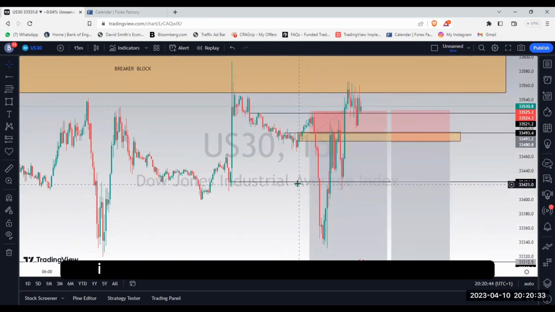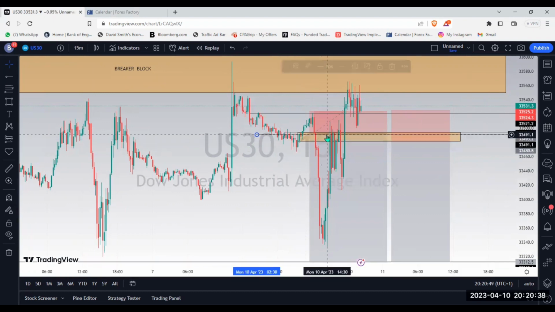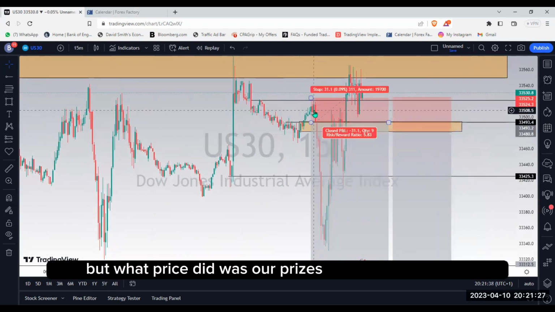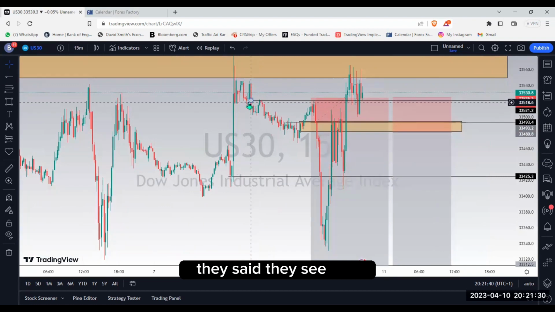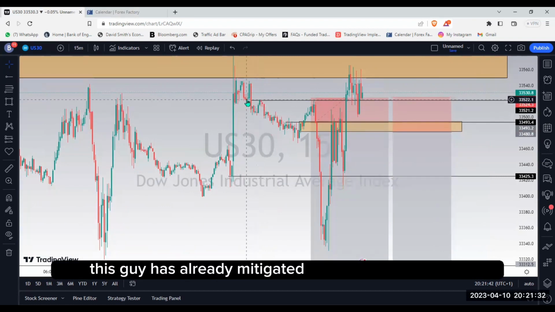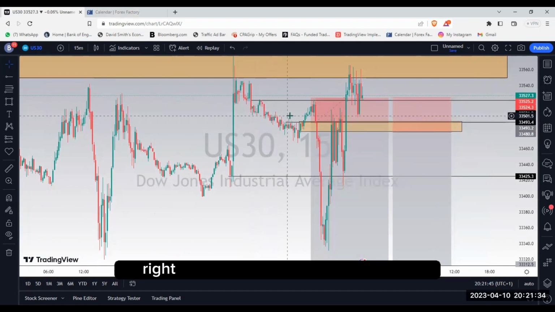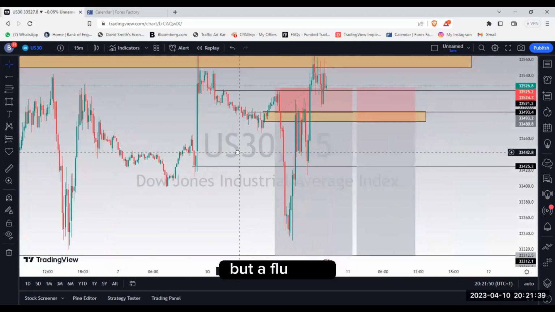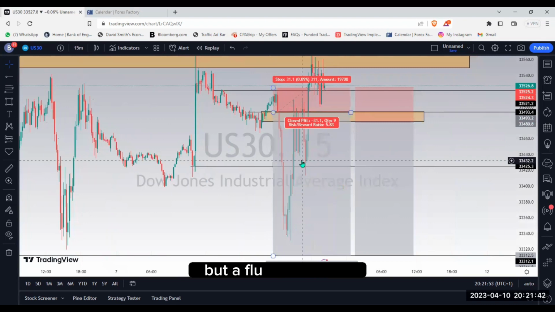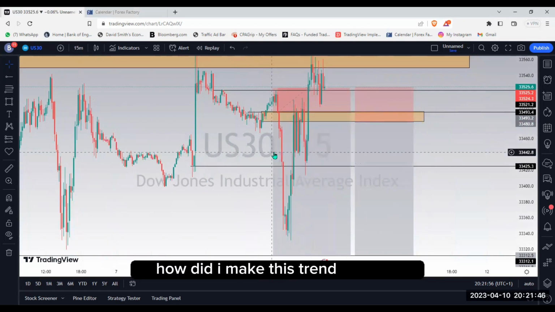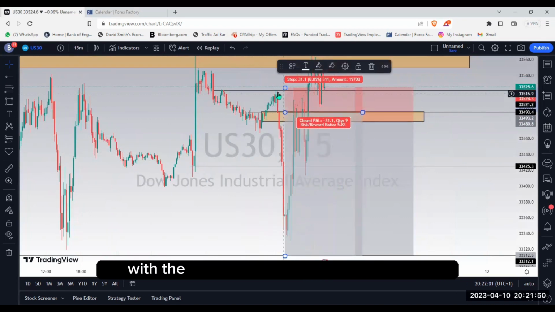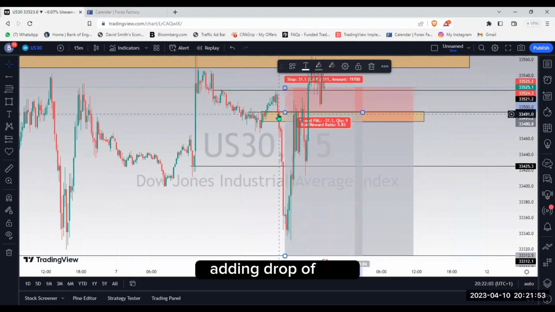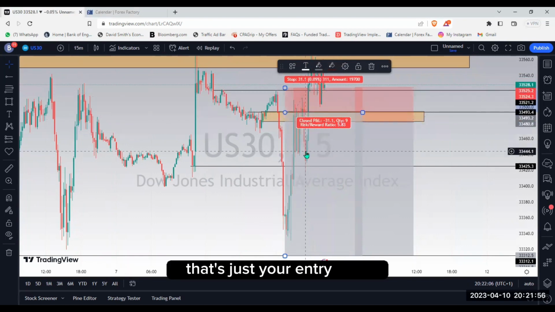And like I said, I was willing to take out most of the profit here. But what price did was come all the way up and test. This guy has already mitigated this order block here, and then this guy just tested this, which is good, nice order flow, for price not to trade above. Order flow is still intact. How did I make this trade? It was just with the struggling happening around the drop of this. That's just your entry.